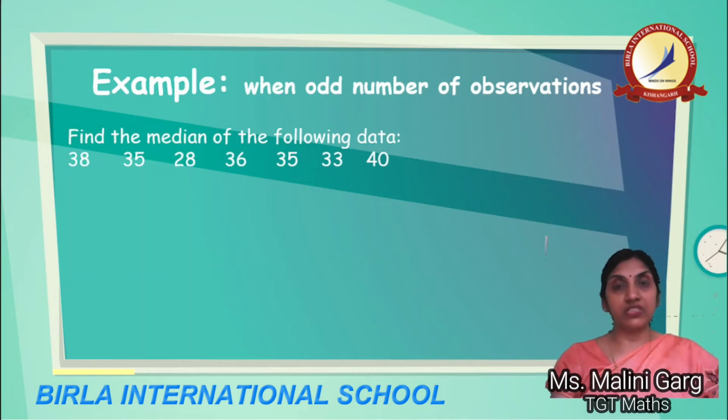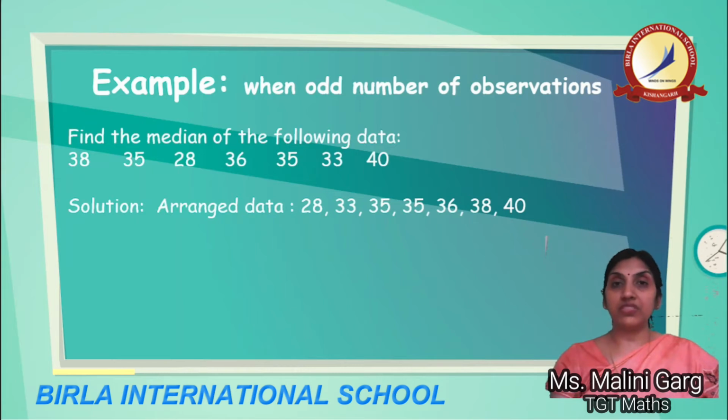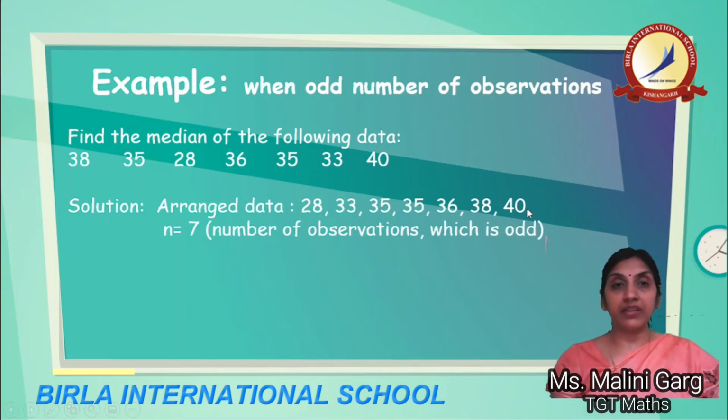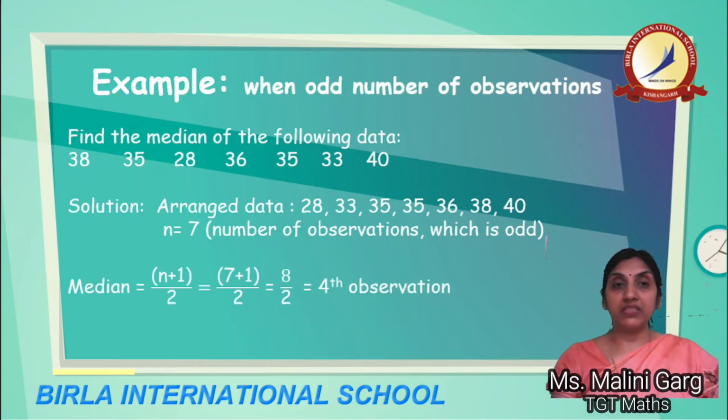So when the number of observations is odd, as you can see in the example, we need to find the median of the data when n is equal to 7, which is an odd number. So first we need to arrange the data. If you observe, the data is arranged in ascending order. And here n is 7, which is an odd number. Hence, the median is defined as the 4th observation from the sorted data, from the arranged data. If you calculate the 4th observation, it is 1, 2, 3 and 4, 35. Hence, the median of the given data is 35.